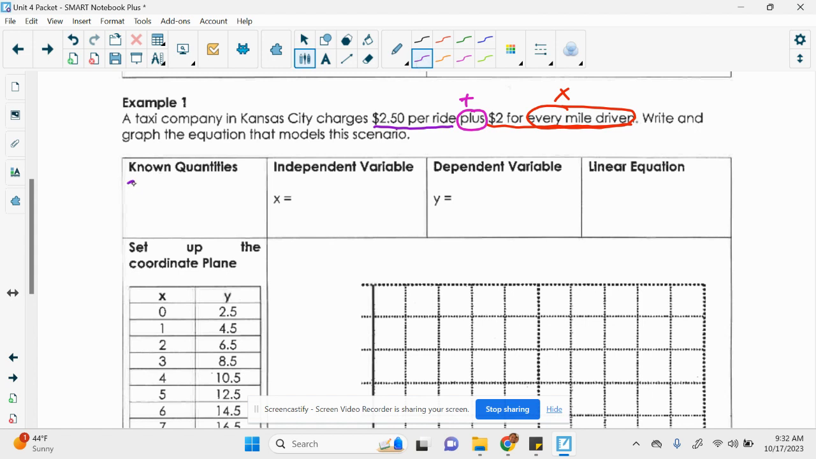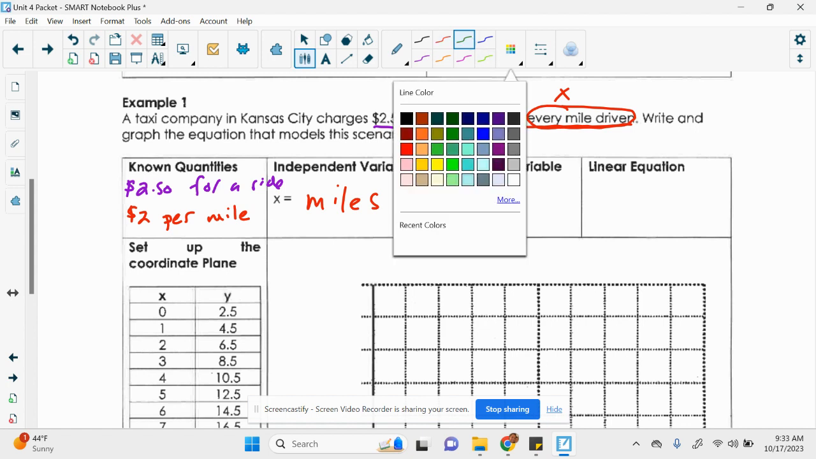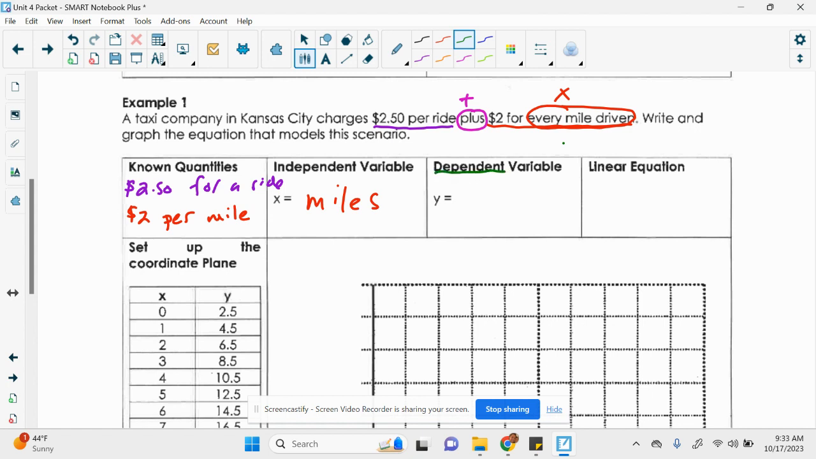So check this out. Our known quantities are this. First off, we know it's $2.50 for a ride, so that means to get in there. It's also $2 per mile. So every mile we drive, you're paying $2. Now, here's the deal. What we don't know is X, miles. I don't know how many miles. We can go anywhere we want in the city and we can choose how many miles we want to go. What we don't get to choose is our Y value, our dependent variable. And the Y value in this problem is the money.